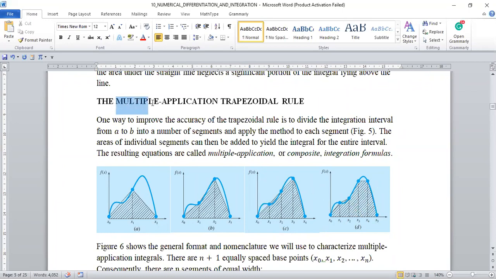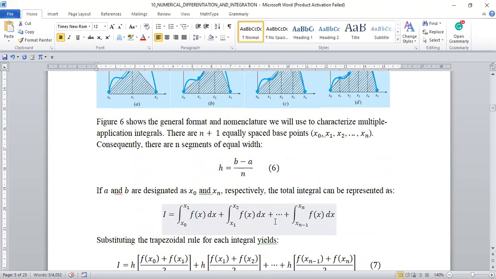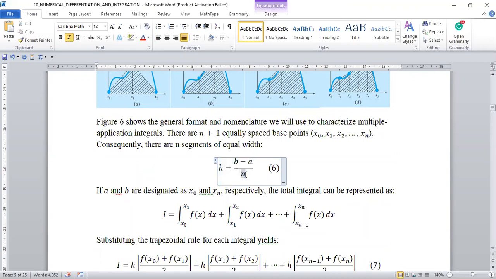So that brings us to the multiple segment trapezoidal rule. We still want to use the trapezoidal rule because we think it's useful, and the way we do that is to increase the number of segments so that we can have less error. So we define a formula, h is equal to b minus a divided by n, where n is the number of segments. b is the upper limit and a is the lower limit. Then h is the step size.